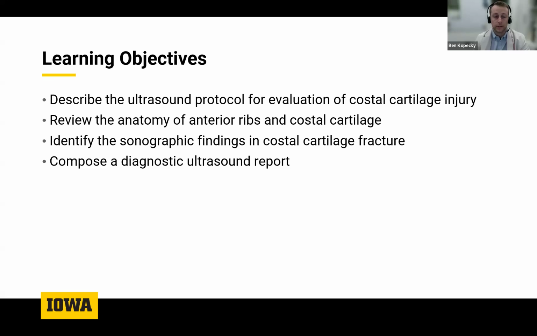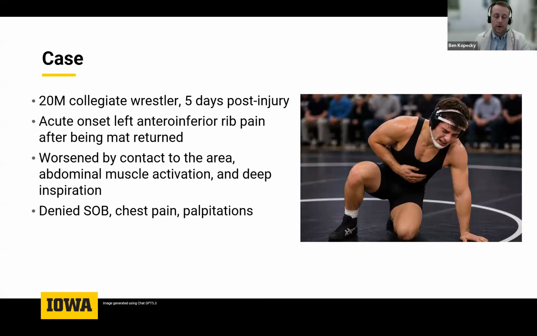a diagnostic ultrasound report. So starting with our case, we have a 20-year-old male collegiate wrestler who presented 5 days post-injury with acute onset left anteroinferior rib pain after being mat returned during a wrestling match. If you're like me before I started covering wrestling and you don't know anything about the sport other than the full Nelson, in wrestling, this is the technical term for a body slam. And it happens frequently in folk style wrestling, which is the current format for boys and girls, high school and men's collegiate wrestling in the United States.